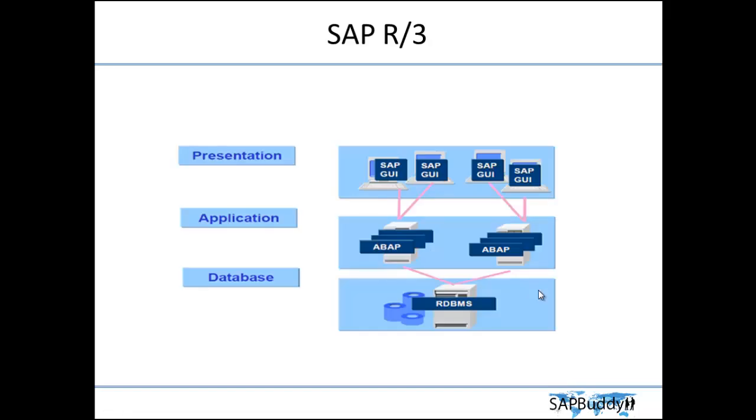SAP is generally called SAP R/3 because it has three different layers. The first layer is called the presentation layer, the second layer is called the application layer, and the third layer is called the database layer. The presentation layer is generally our PC, or let's assume that we are accessing SAP using SAP GUI. Then that specific SAP GUI machine or PC is called your presentation system. That is the presentation layer.